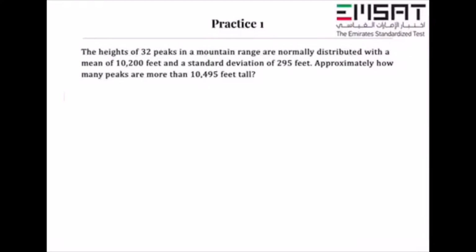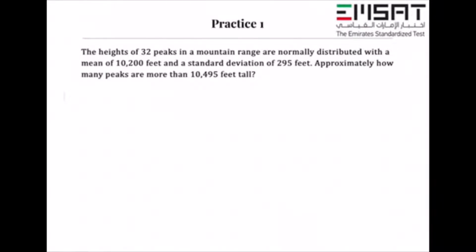I'll be showing you how to solve a normal distribution question. Let's read the question together. The heights of 32 peaks in a mountain range are normally distributed with a mean of 10,200 feet and a standard deviation of 295 feet. Approximately how many peaks are more than 10,495 feet tall?